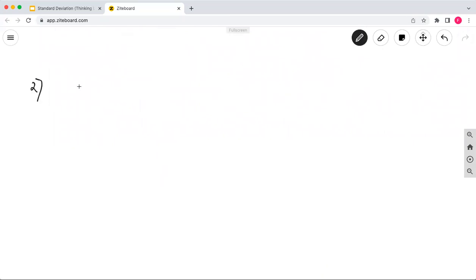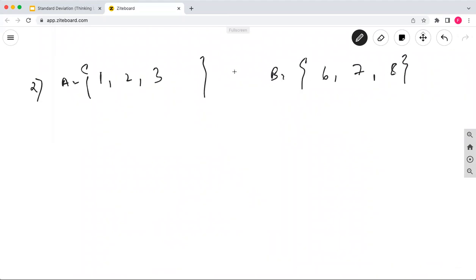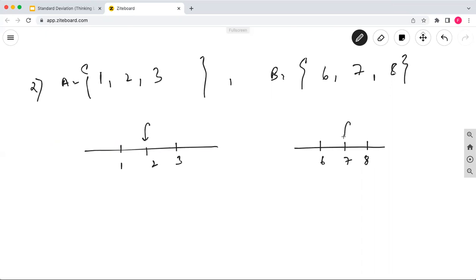The second scenario is, for example, now we have two data sets, A is 1, 2, 3, and B is 6, 7, and 8. Now, can anyone tell which data set has a greater standard deviation? Both are equal. Yes, both are equal. Just see the number line. This is 1, this is 2, this is 3, this is 6, this is 7, this is 8. They are equally spaced. In this scenario, 2 is the average. In this scenario, 7 is the average.